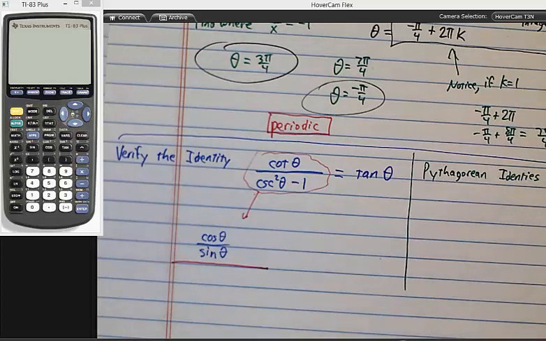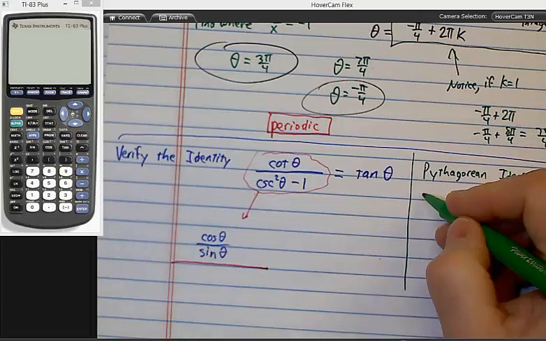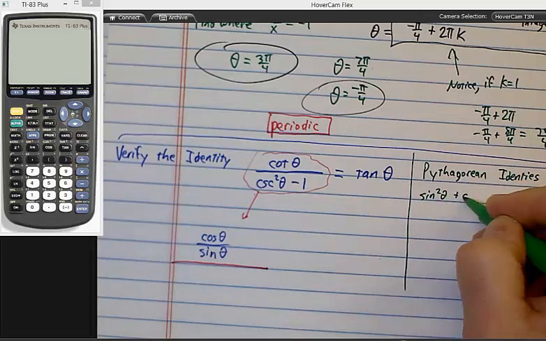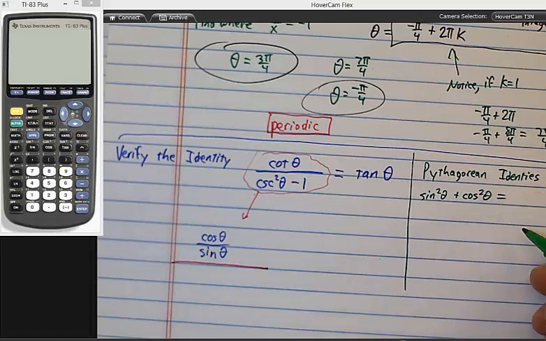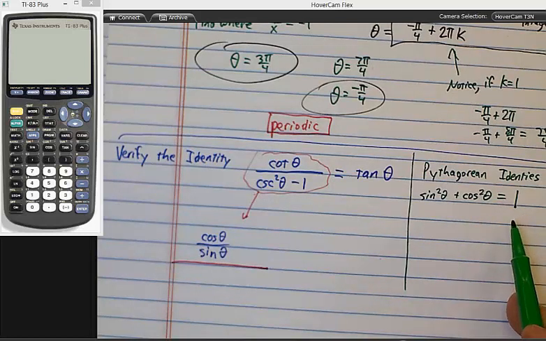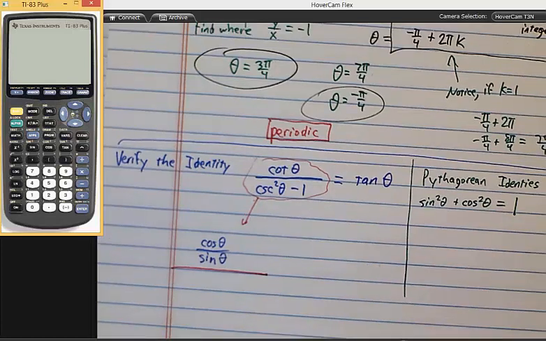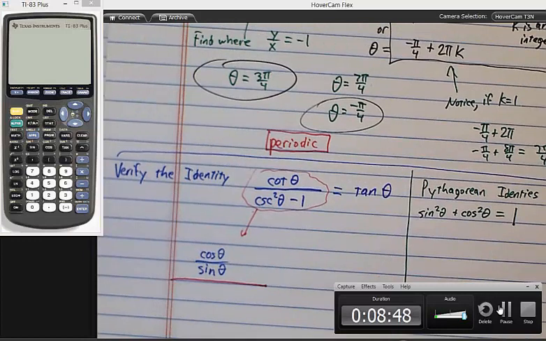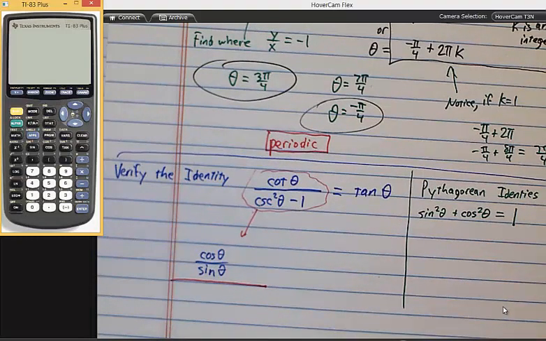Well, there's one that I bet you can remember. You ready? What's this equal? 1. I knew you'd remember. Sine squared plus cosine squared equals 1, because really it's x squared plus y squared is 1. That's the Pythagorean theorem. So I'm going to start with that, and we'll see what we're able to do. I'm working on the Pythagorean identity.